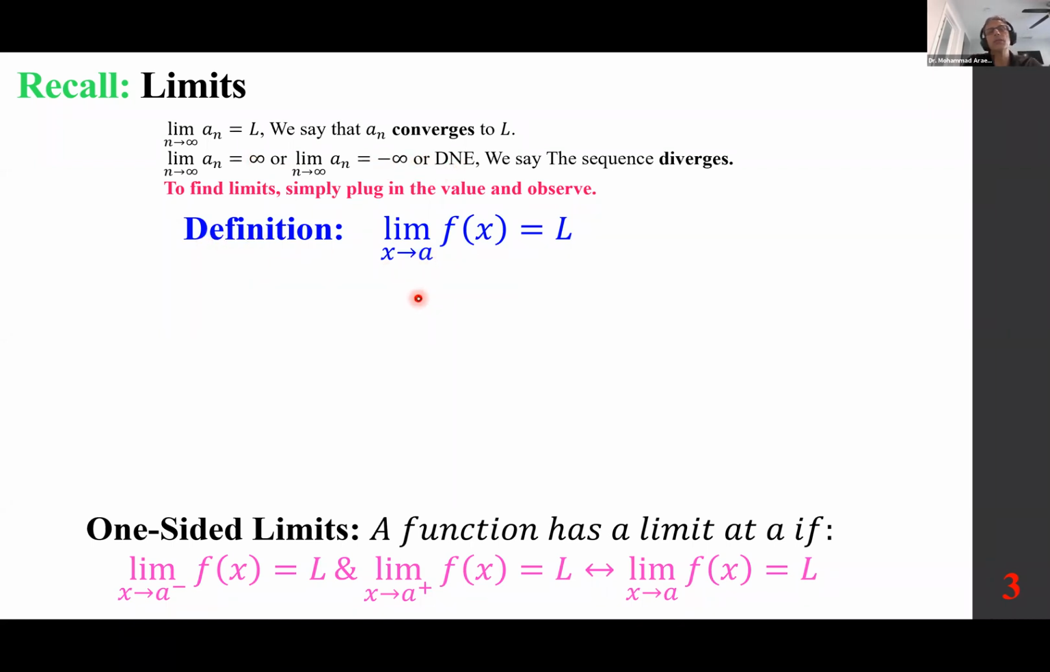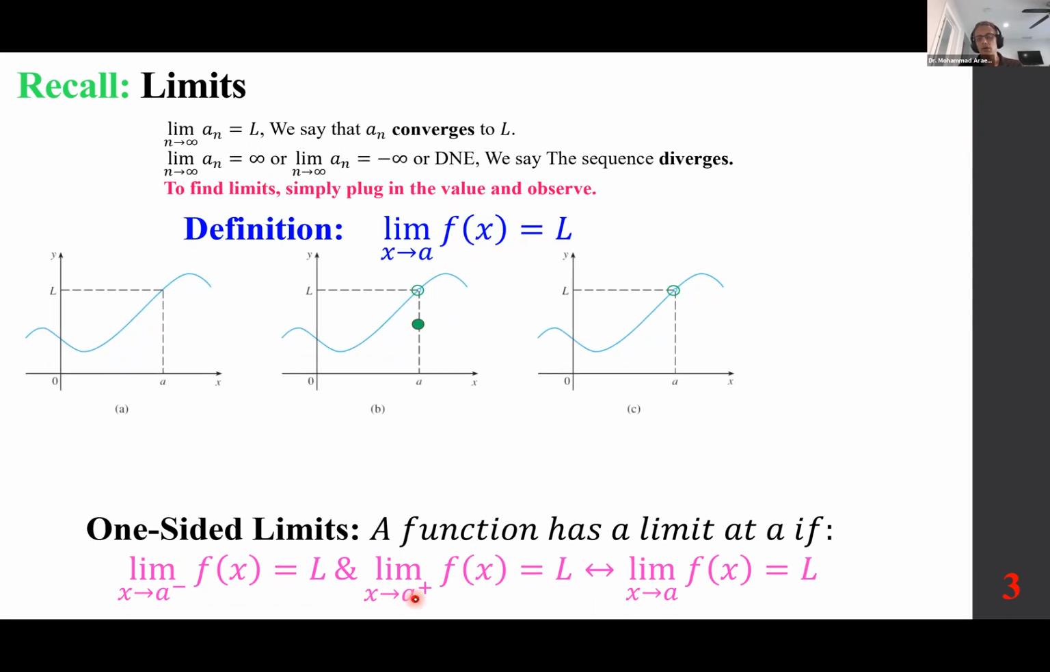Definition of a limit: the limit of f of x as x approaches a equals L, meaning when x gets closer and closer to a from both sides, then the functional value, the y coordinate, gets closer and closer to L. It only exists under the condition that the one-sided limit exists. That means the left and right give us the same thing. So this is read a from the left, this is read a from the right.